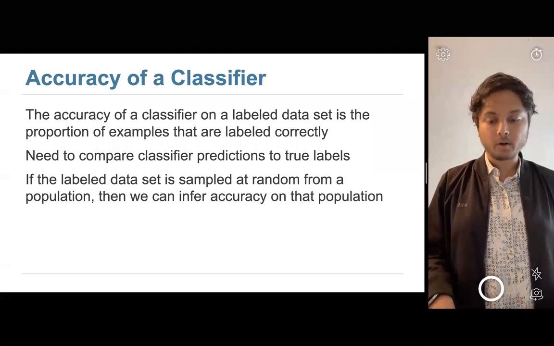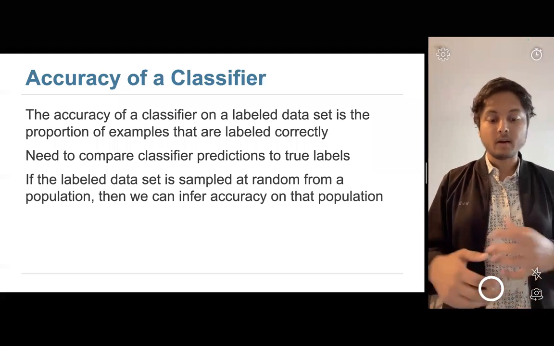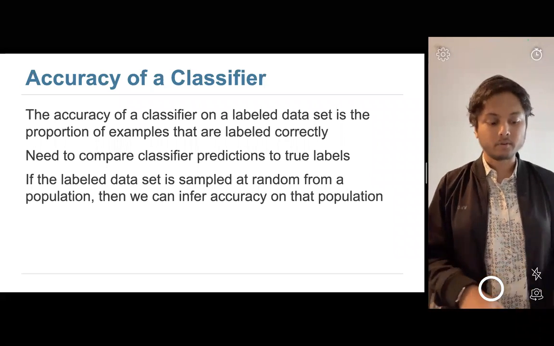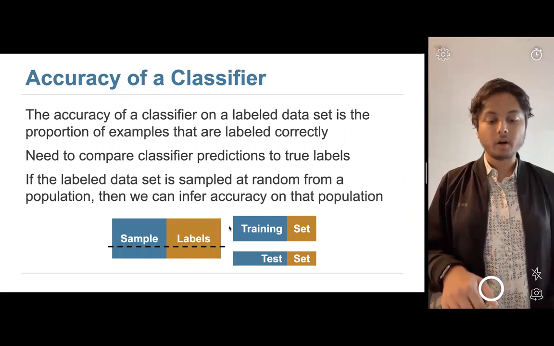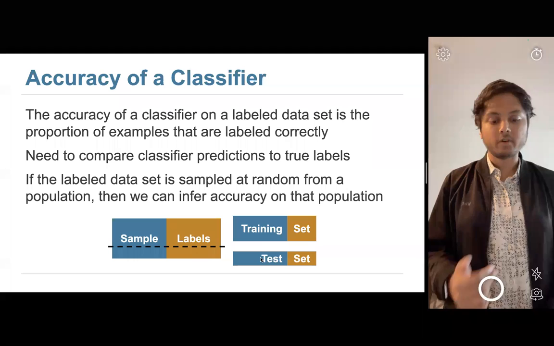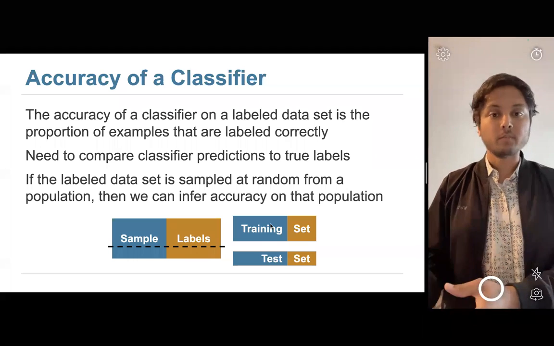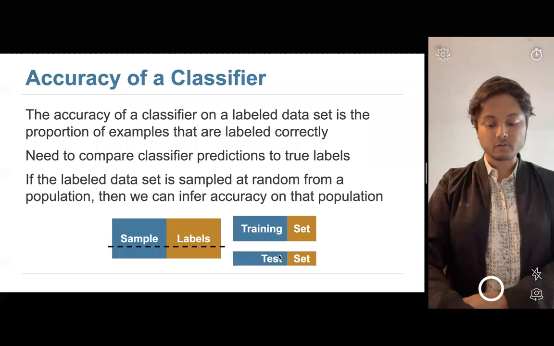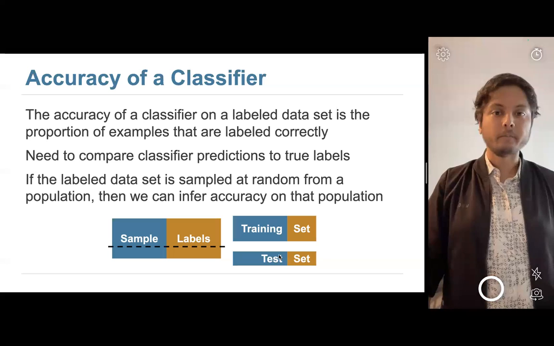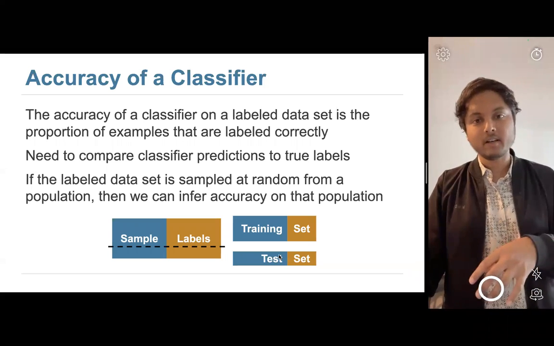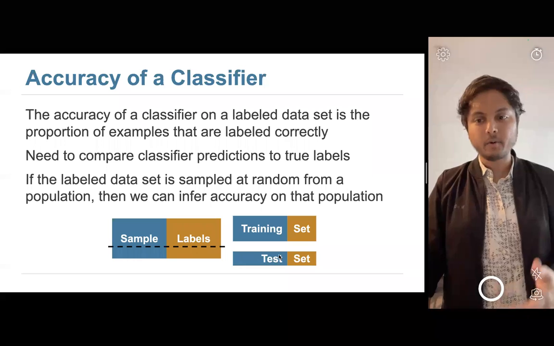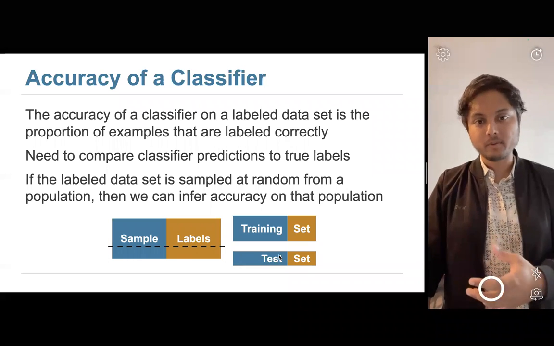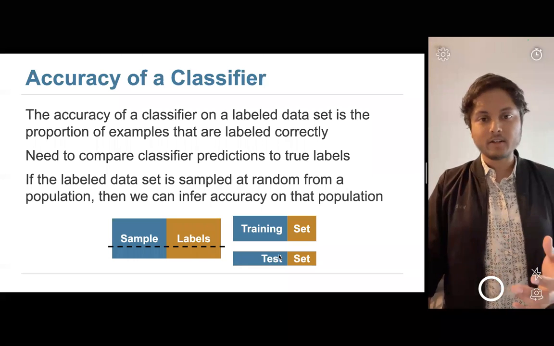So if our labeled data set is sampled at random from the population, that means we can infer the accuracy on the population using our sample. That's the basic idea here. So we have our sample, we split it into a training set and a test set. We use the training set to build our classifier, and then we use the test set to evaluate the classifier. That's the only thing the test set is used for. And we don't evaluate the classifier on the training set because it's kind of like cheating. With the training set, we already knew everybody's outcome, and we used the training set's attributes to create the classifier. So it's kind of cheating if you just use the training set.